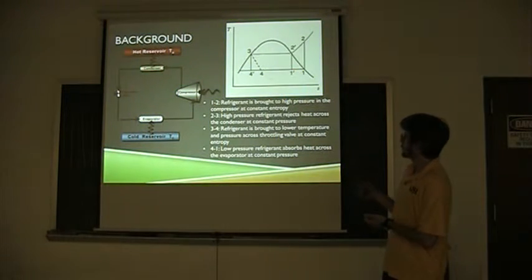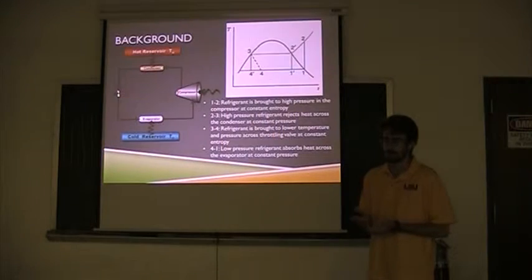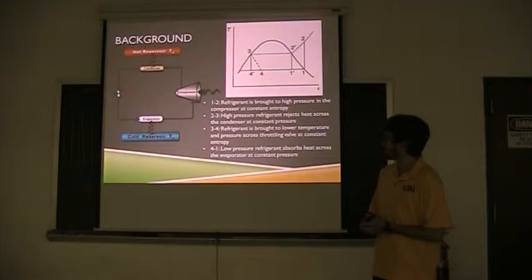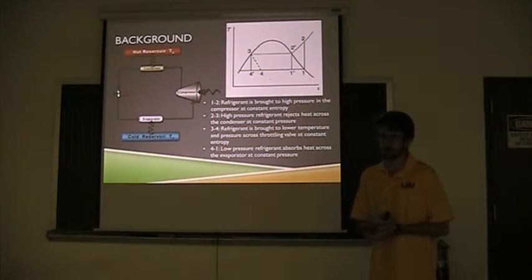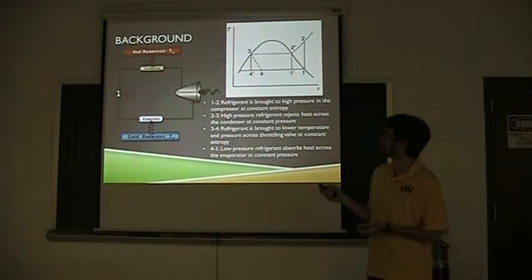Starts at 1, goes across the compressor. Refrigeration is brought to a higher temperature in the compressor at ideally constant entropy. From 2 to 3, high pressure refrigerant rejects heat across the condenser.